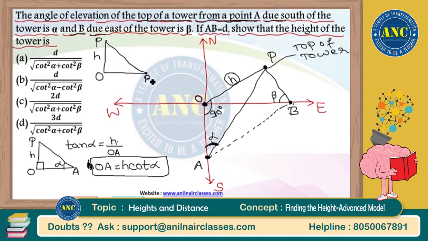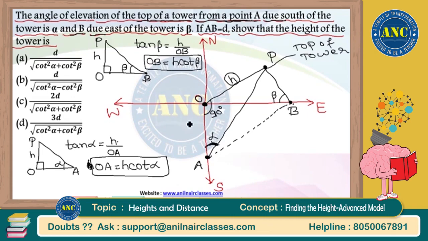This is point B and it is making an angle of elevation beta. This is 90 degrees. Same thing. Tan beta is nothing but equal to H divided by OB. OB is nothing but H divided by tan beta, or it is H cot beta. Equation 1 is OA is H cot alpha. Equation 2 is OB is H cot beta.